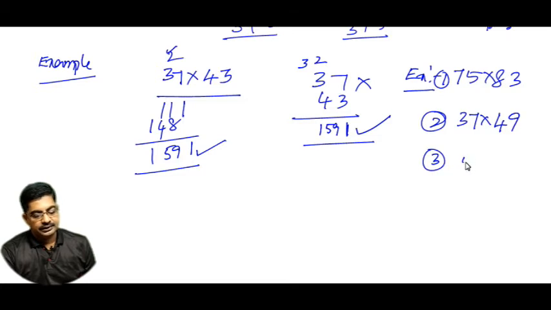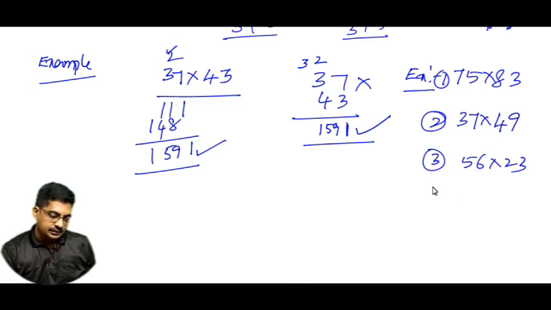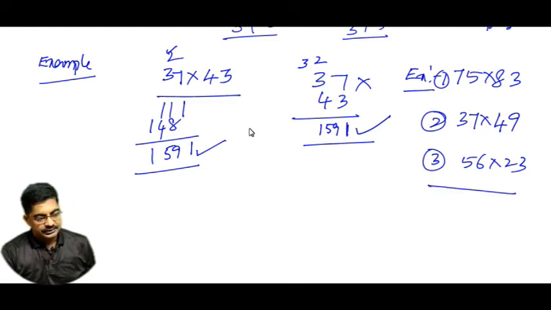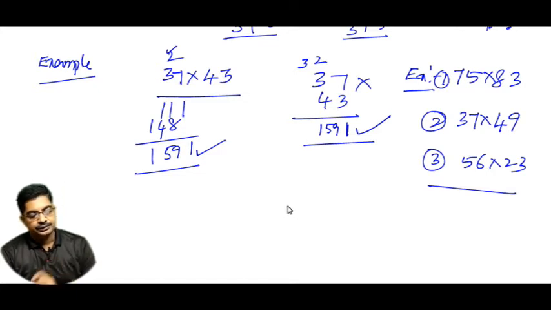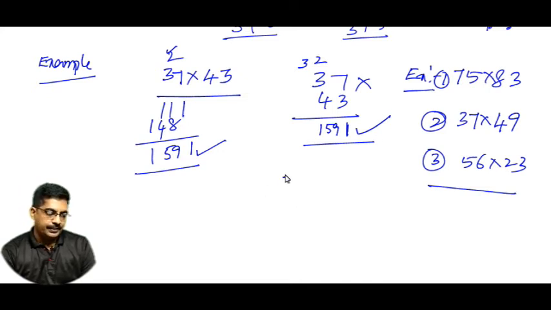Third, 56 into 23. Just perform the same operations that I have explained previously, and till getting a practice you will feel somewhat difficult, but once you are aware of this procedure, definitely you will like the Vedic way of doing a multiplication. You see, these two digits are represented with the two dots.